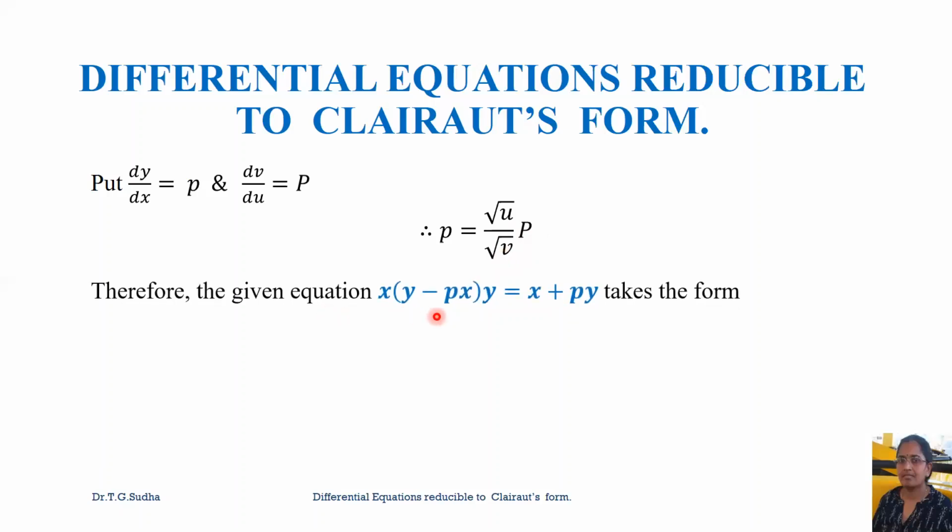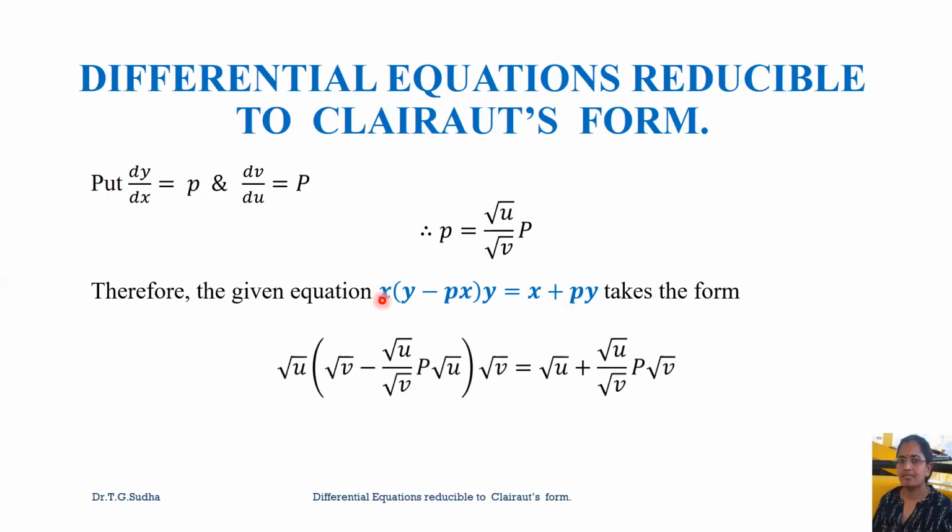Now let us give these substitutions in the given differential equation. Therefore, the given differential equation takes the form x is root u, y is root v, small p is root u by root v into capital P, and x once again is root u, y is root v. So this is the left hand side, and the right hand side becomes root u, that is x, plus small p is root u by root v into capital P, and y is root v. So we have changed the given differential equation, which was in x, y and small p, to u, v and capital P. Let us simplify this.